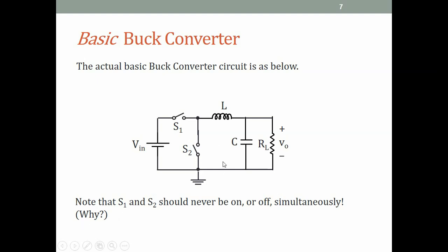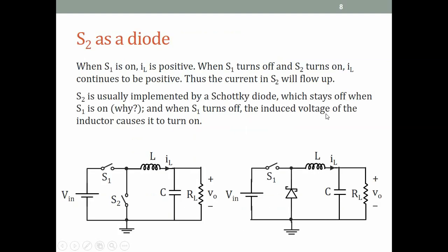Why? You think about it. Alright, maybe the next slide will answer that question, but in any case, given the next slide, you should be able to answer this question. Now, in a large number of buck converter circuits, S2 is implemented by a diode. It is not a switch, it is simply a diode. Of course, a diode is a switch in some sense, but let us think about this. How can this work?